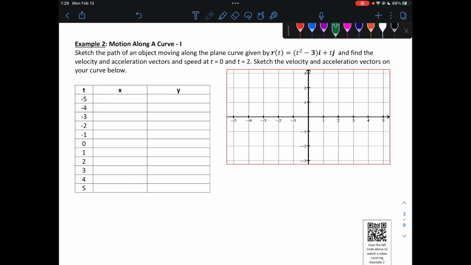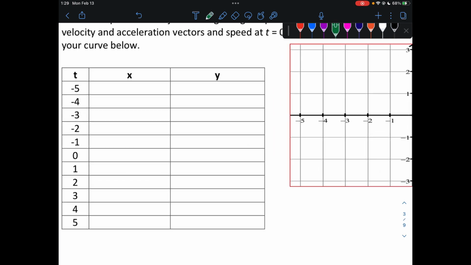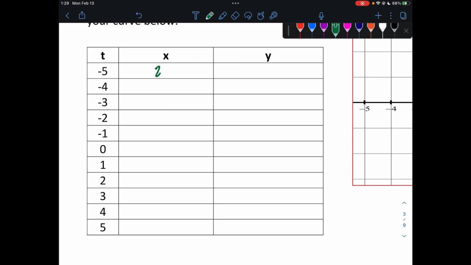Okay, I did this ahead of time, so I didn't have to waste time in this video. So I'm just going to copy down the points I got. (22, -5), (13, -4), (6, -3), (1, -2), (-2, -1), (-3, 0), (-2, 1), (1, 2), (6, 3), (13, 4), and (22, 5).